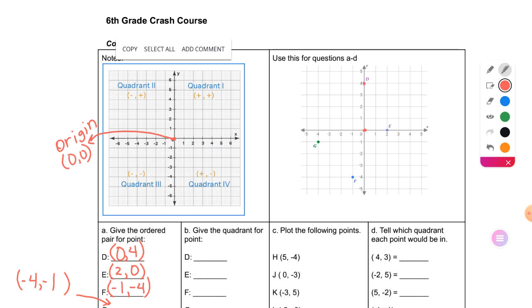Why do you think people get F and G ordered pairs confused? Briley? Because I forget which is the X line. Yep. Remember, you always move left or right first. That's the easiest way to remember. You got to move over before you go up or down.